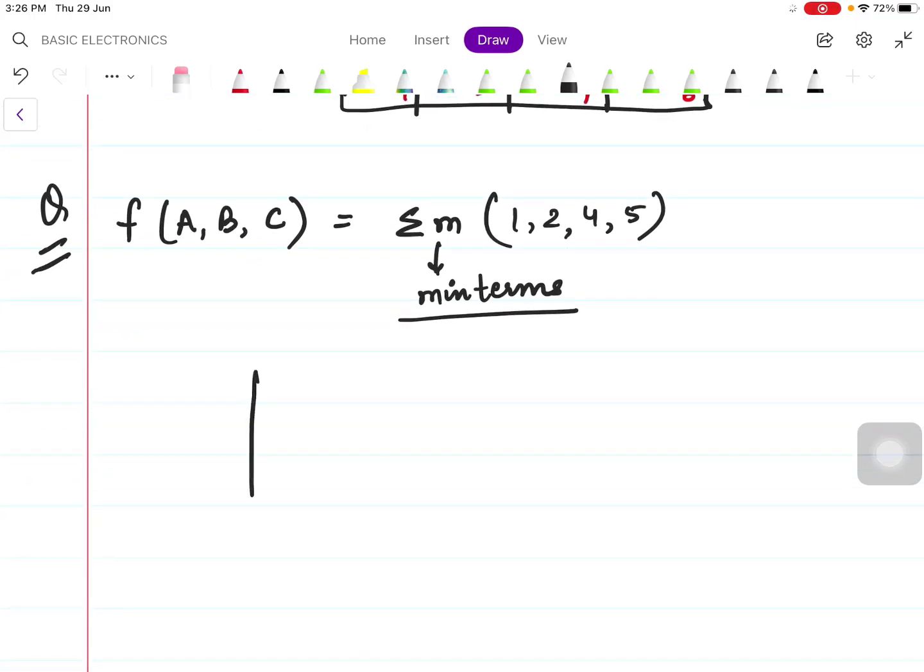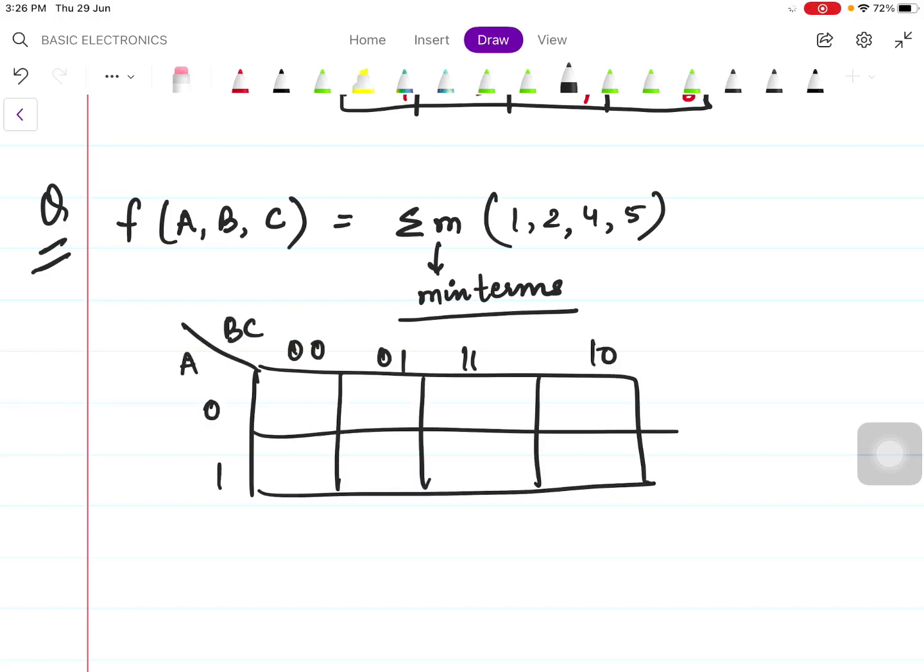So let us draw the 3 variable K-map structure first of all. Do the numbering, and now let us fill the ones. So 1, 2, 4, 5 number blocks. 1, 2, 4 and 5. Now let us fill them up. Let us make the combinations.